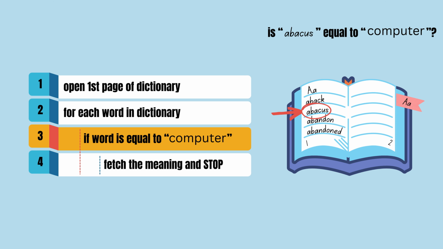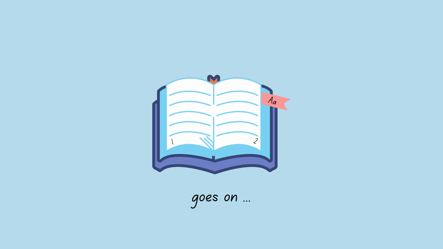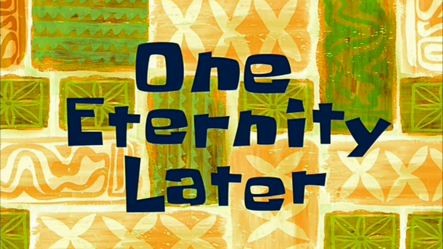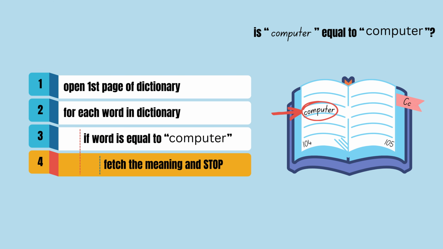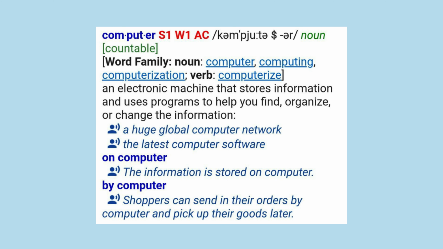This iteration will go on for each word in the dictionary until at some point, one eternity later, we encounter the word computer, and only then the fourth line will be executed, since the condition of the if instruction is true. And finally, the meaning of computer is fetched from the dictionary.